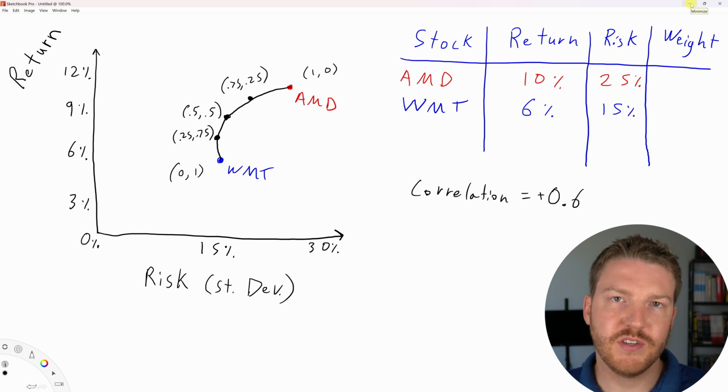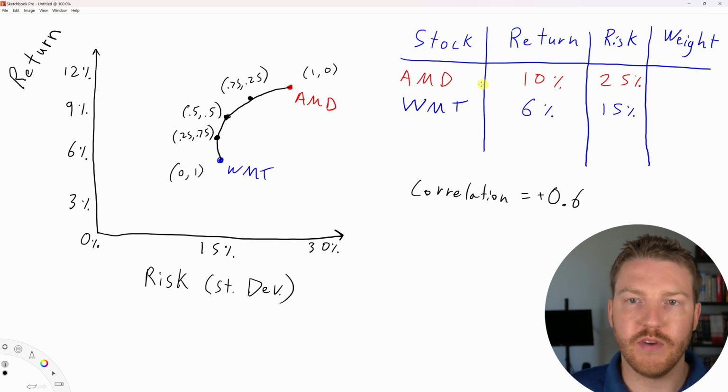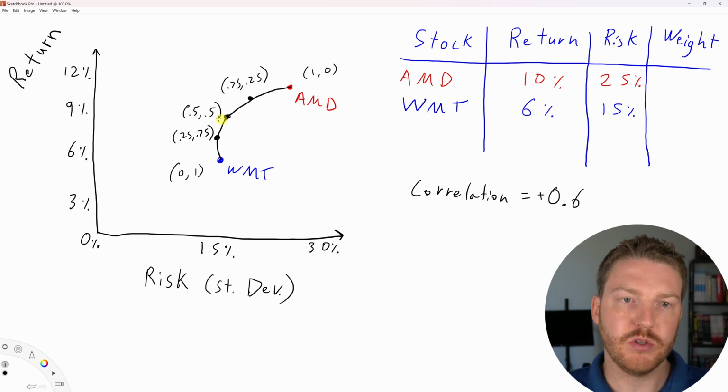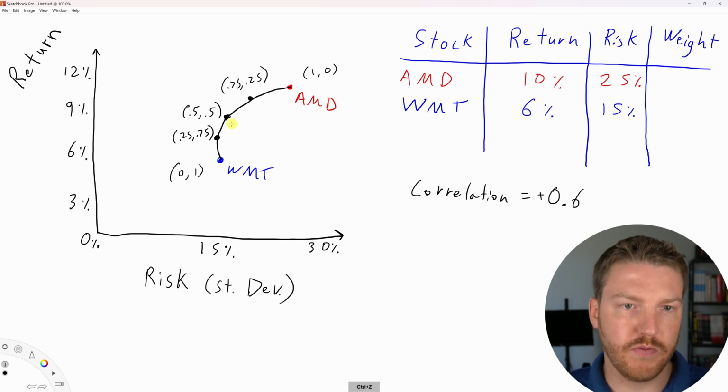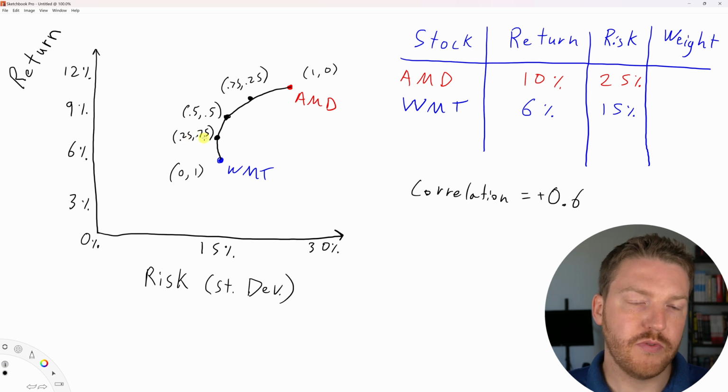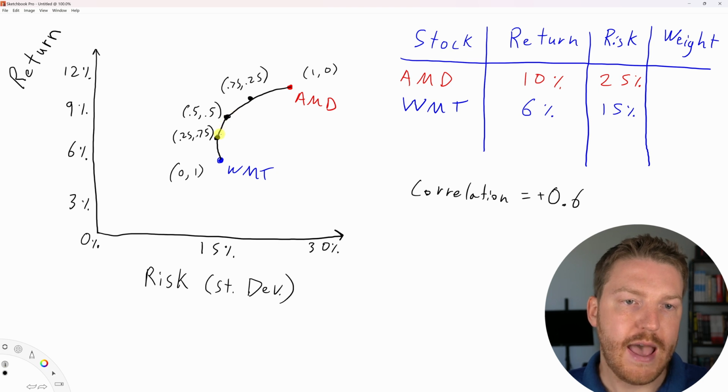Off screen, I have taken the liberty to fill in 2 more dots to answer the questions of what if we had invested 50% in AMD and 50% in Walmart. We would have a return of 8%, which is right in the middle of these two, and our risk would be reflected by about this standard deviation down here. And then I also filled in a new dot, where we had 75% in Walmart and 25% in AMD, so we're at about this dot. And now you can see we're starting to get this curve filled out that shows us our risk and return at each of these dots.